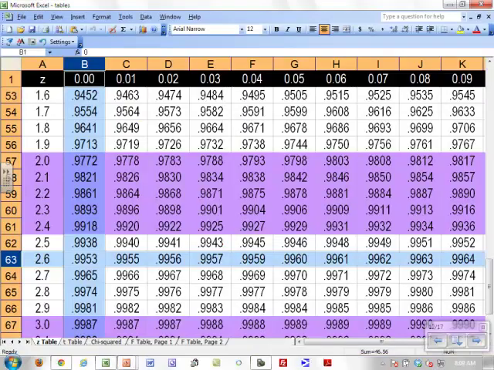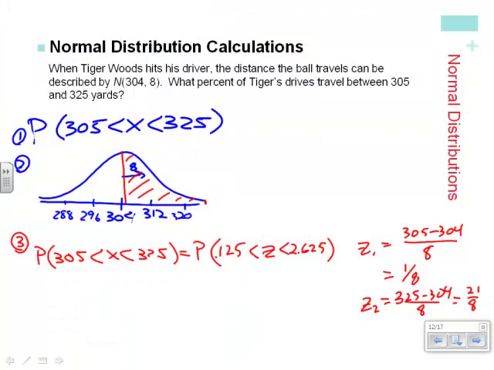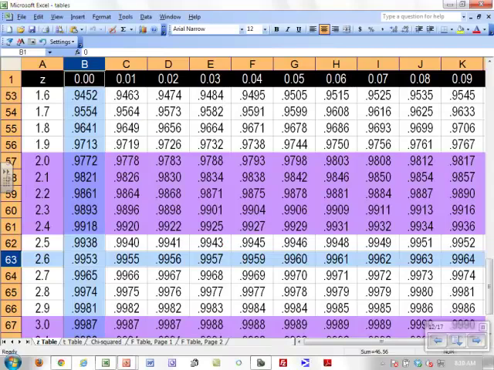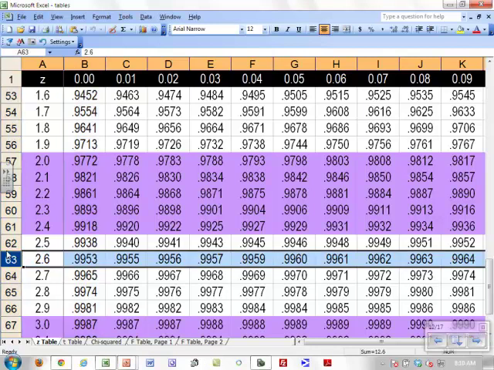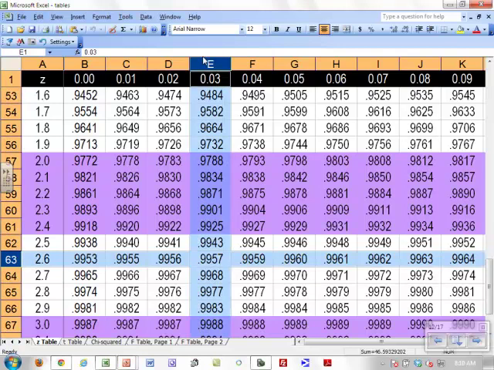You're also going to note that the first number we're going to look up is the bigger of the two, 2.625. We can't go to that decimal accuracy, so we're going to round. We're going to look up 2.63 on our table. We're in the 2.6 row, and we cross-reference it with the 0.03 column.